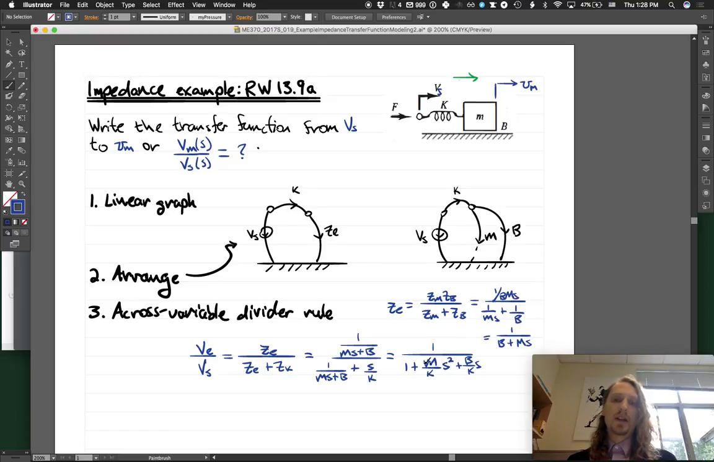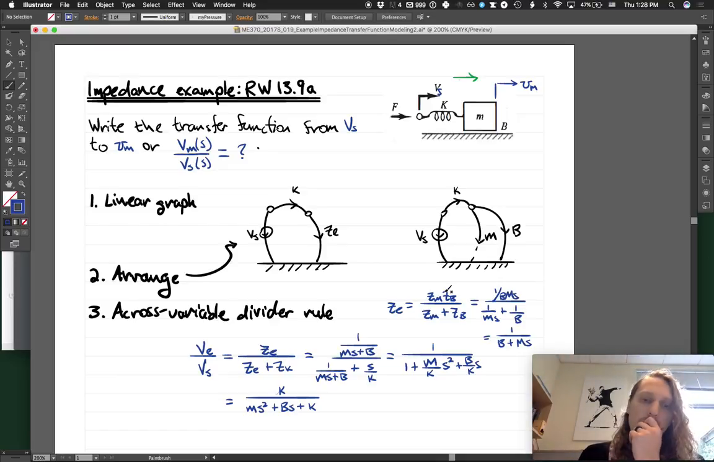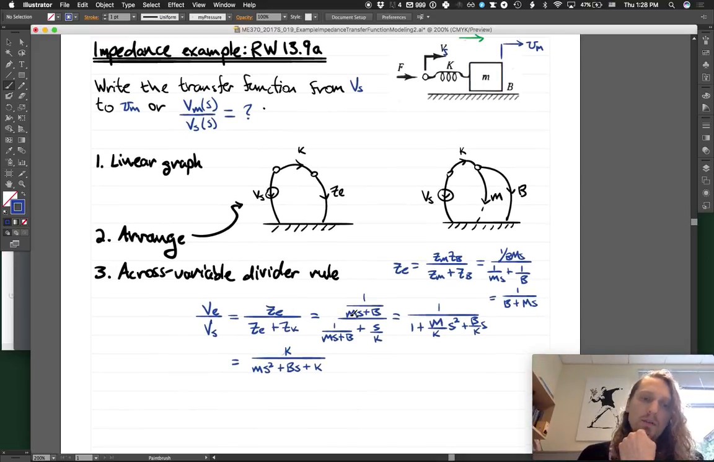We multiply top and bottom by K, and we get K over, rearranging terms to get the polynomial in descending order of s, ms squared plus bs plus k. All right, so that is our transfer function from Vs to VE, but we want to know what it is from Vs to Vm.